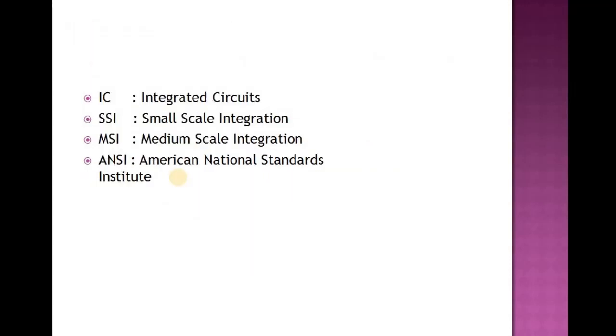Some important abbreviations that we need to remember are IC, which stands for integrated circuits, SSI, small scale integration, MSI, medium scale integration, and ANSI. This is the organization which standardized high level programming languages like Fortran, COBOL, and even the C language that we are using. It was also standardized by ANSI, which stands for American National Standards Institute. You will get to learn more about this when you study C programming. What are these C standards and ANSI standards? You will come to know about this.